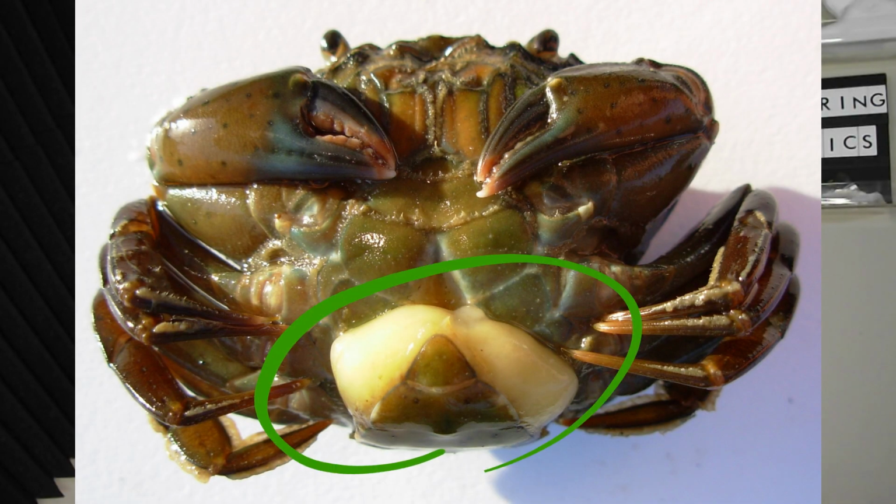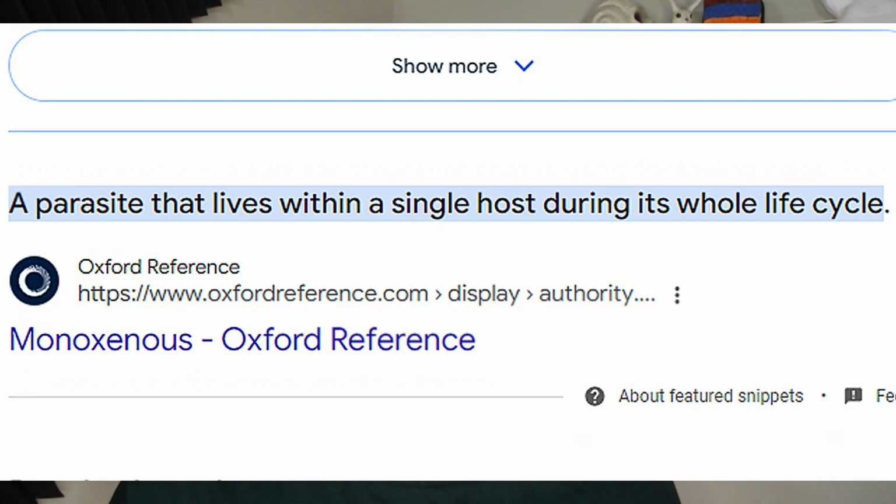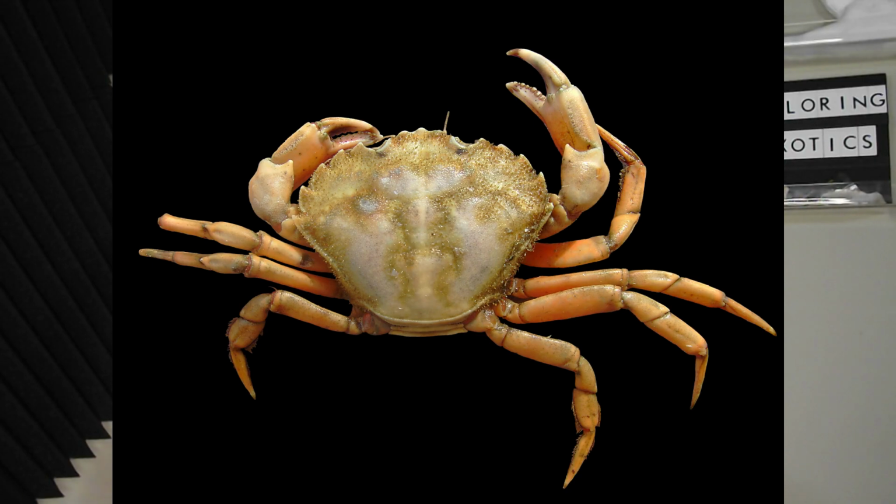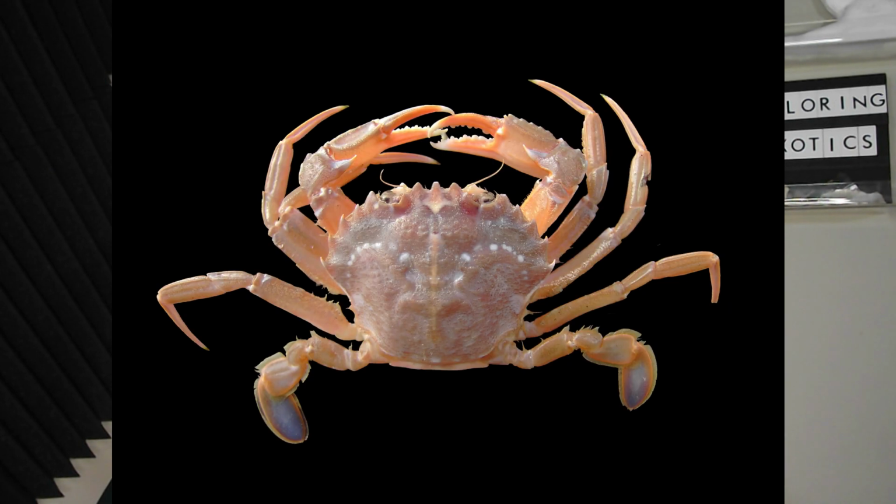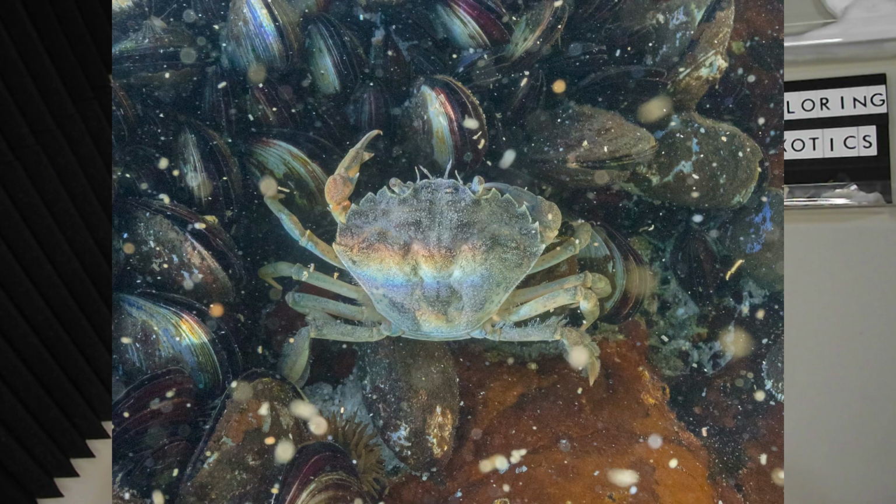Meet Sacculina carcini, more horrifyingly known as the castrator barnacle. Sacculina is a genus of barnacles. These are monoxenic parasites of crabs, specifically the green crab. However, they have been found to infect the harbor crab, the velvet crab, and the flying crab.